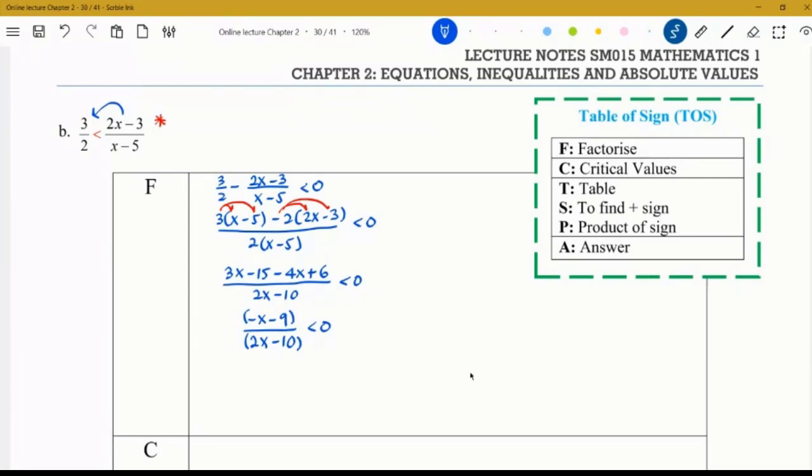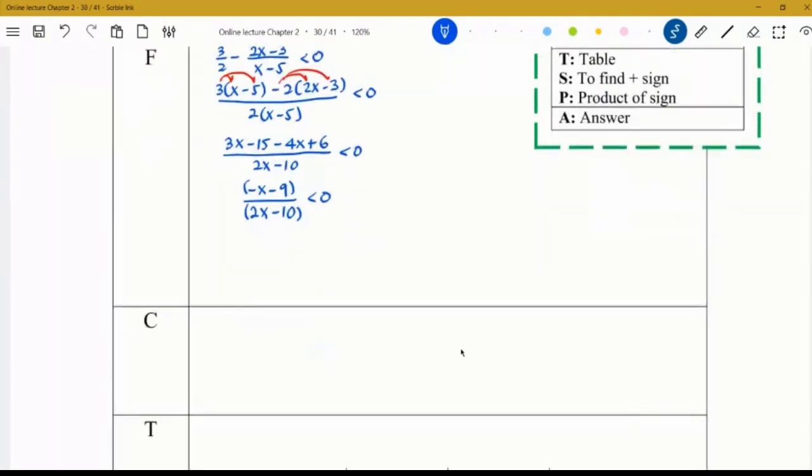Okay, now kita baru proceed kepada critical values. So negative x minus 9 is not equal to 0 sebab dekat sini tak ada equal sign. So automatically dia is not equal to 0. So negative x is not equal to 9, x is not equal to negative 9. Automatically kita tahu dia adalah round bracket. Okay, and then we have 2x minus 10 is not equal to 0. Obviously bahagian bawah tak boleh sama dengan kosong. So x dia akan end up dengan 5. So sama juga dia adalah round bracket.